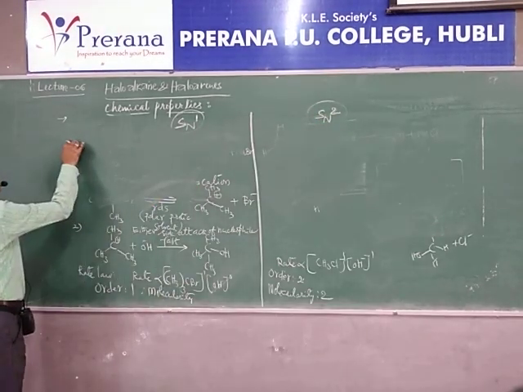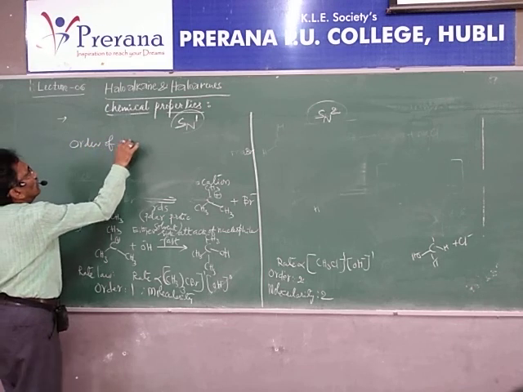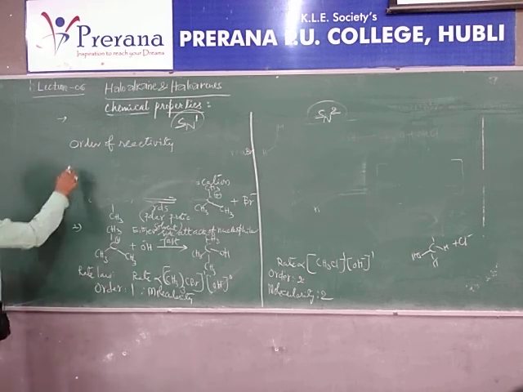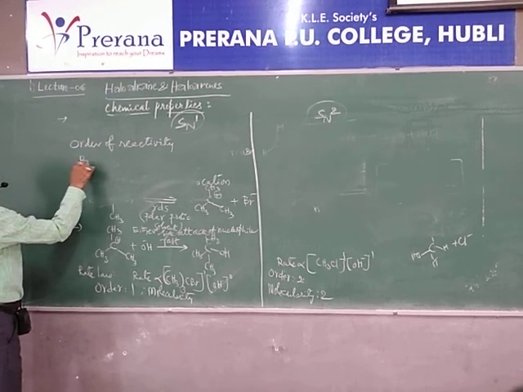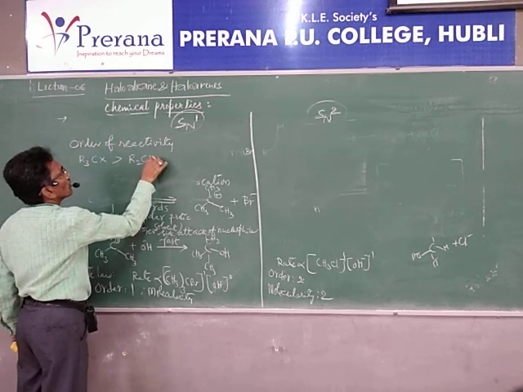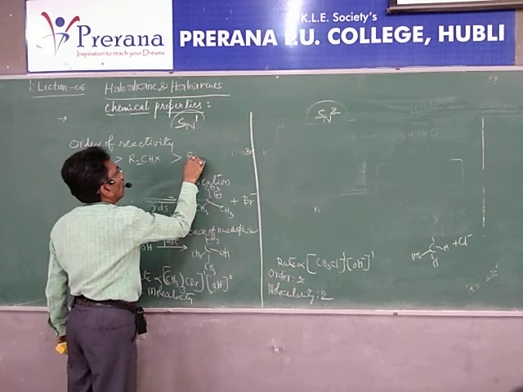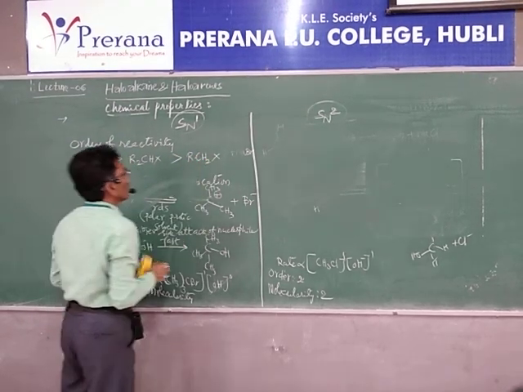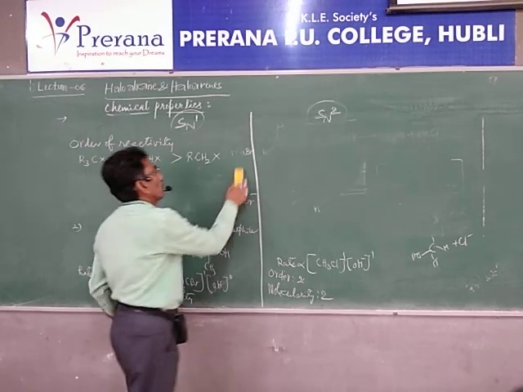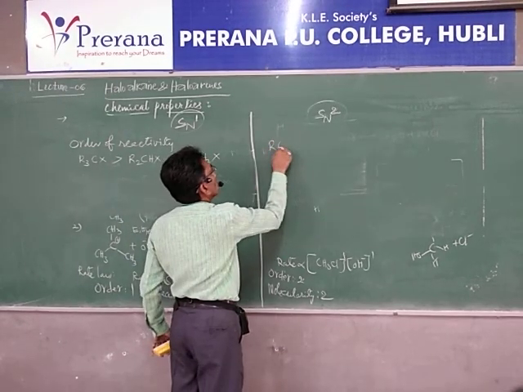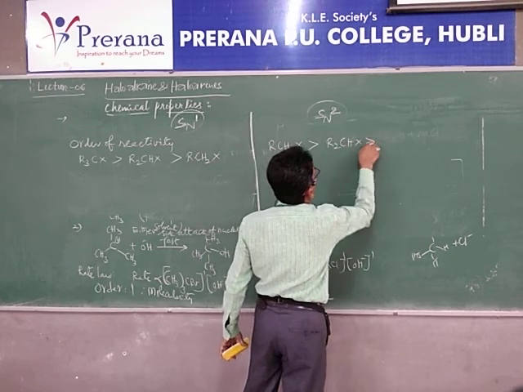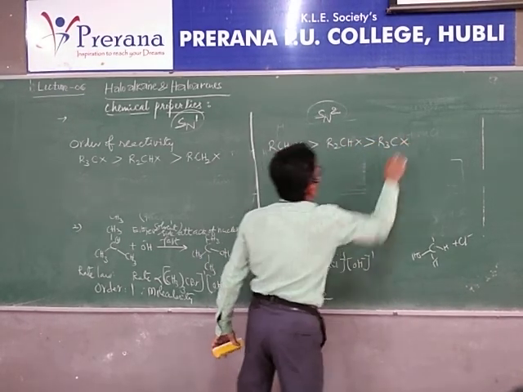Next step is order of reactivity of different alkyl halides. R3CX greater than R2CHX greater than RCH2X. This is the general representation, nothing but tertiary greater than secondary greater than primary. Here it is RCH2X greater than R2CHX greater than R3CX.